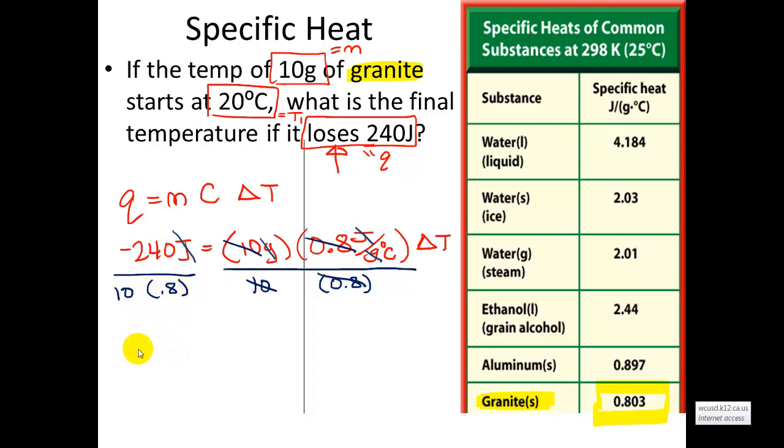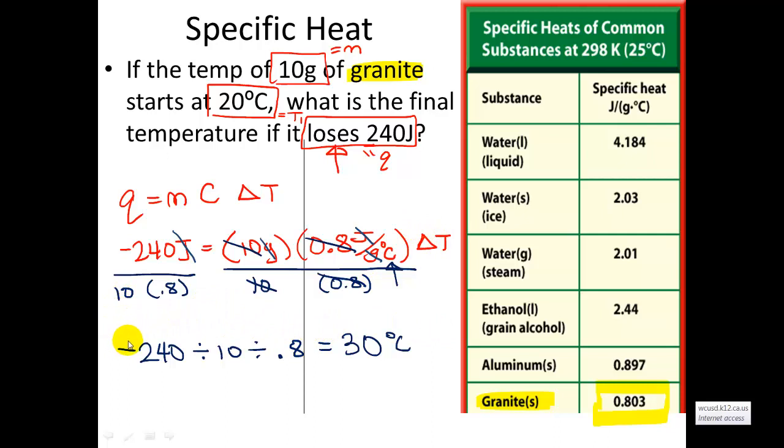So what am I going to type into my calculator? It's going to look like this. Negative 240 divided by 10, then divided by 0.8. And this is going to be my delta T. So when I solve this, I get 30. And what's my unit? The only unit that did not get crossed off is degrees Celsius. So this tells me my delta T is 30 degrees Celsius.